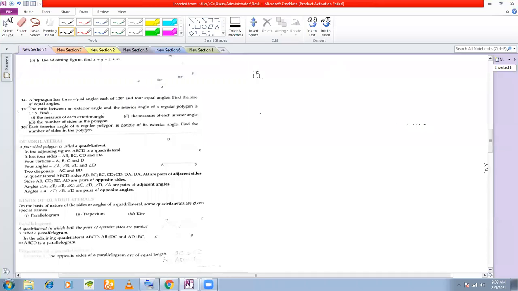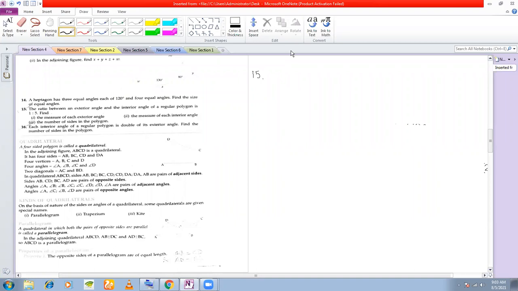If you read this question, it states the ratio between the exterior angle and the interior angle of a regular polygon is 1:5. Find, and you have three questions there. First question is the measure of each exterior angle. Second question is the measure of each interior angle. And third question is the number of sides in the polygon.